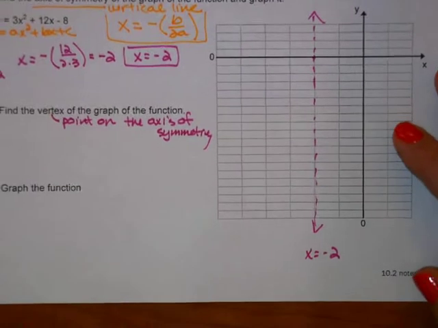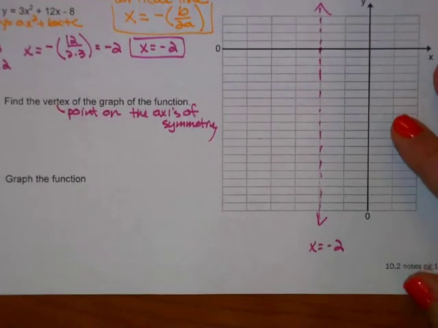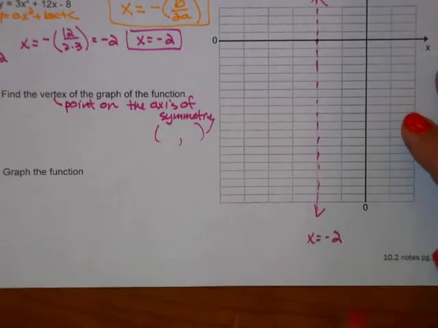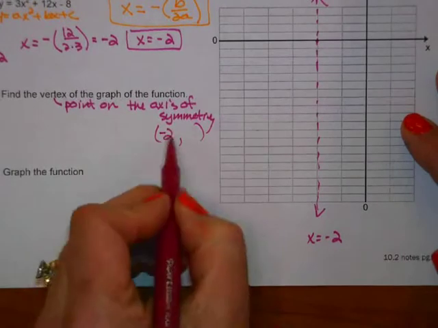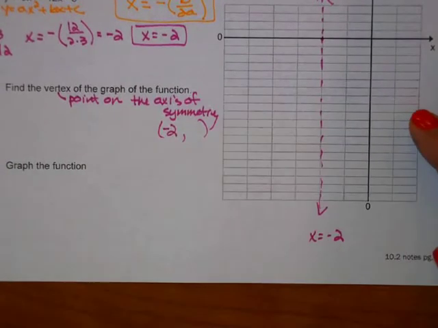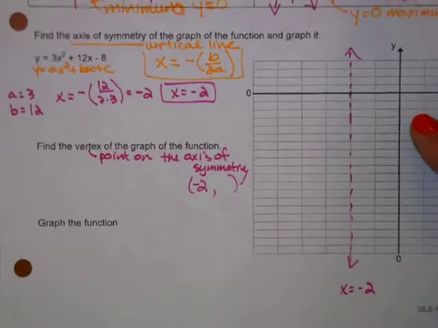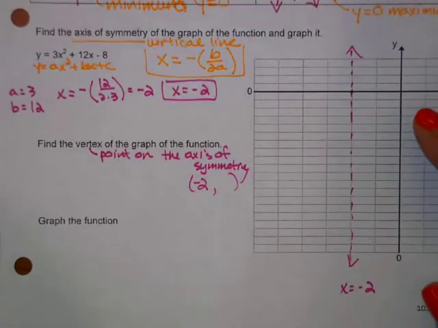It's a point on the axis of symmetry. It's going to be an ordered pair with the x-coordinate of what? Negative 2. I already know that. How do I get the y-coordinate? Plug it into the function. Plug negative 2 into the function for x.